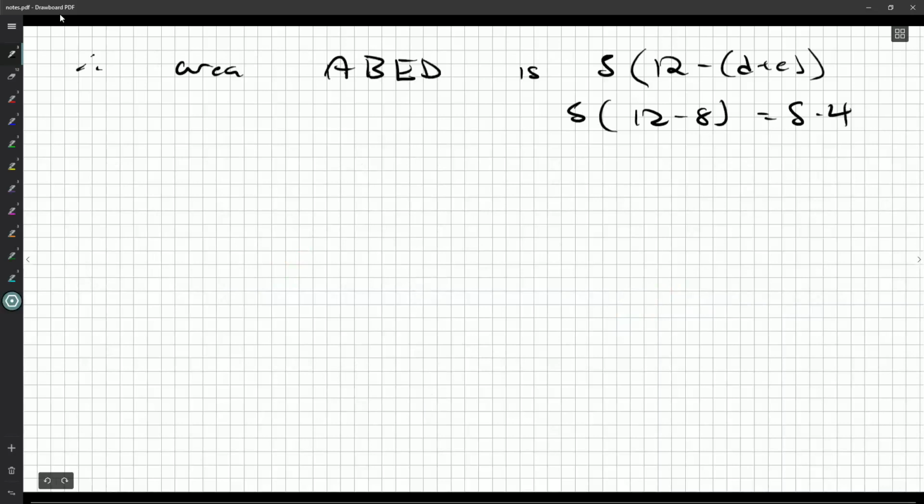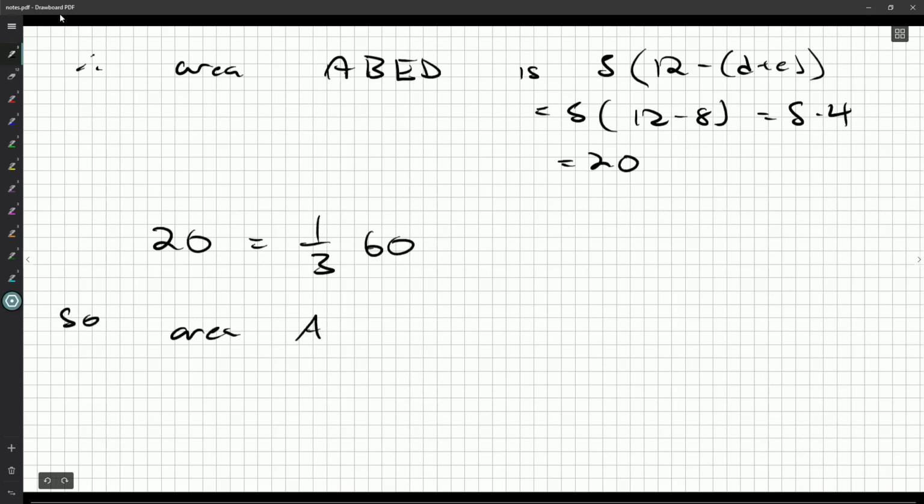So the area of ABED is 5 times 12 minus d plus e. 5 times 12 minus 8. 5 times 4. 20. 20 is indeed 1/3 of 60. So the area of ABED is 1/3 the area of OABC, just as required.